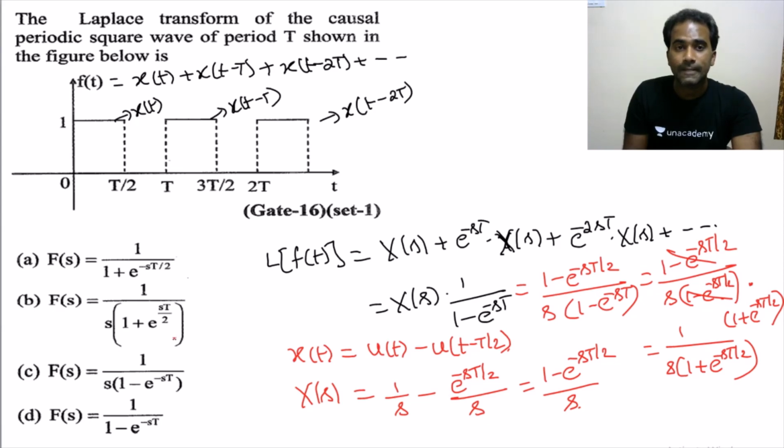S is also there. 1 minus e power 1 plus e power minus st by 2. So I think there is a minus missing here. This should be the closest option. There should be some typing mistake. There should be a minus here.